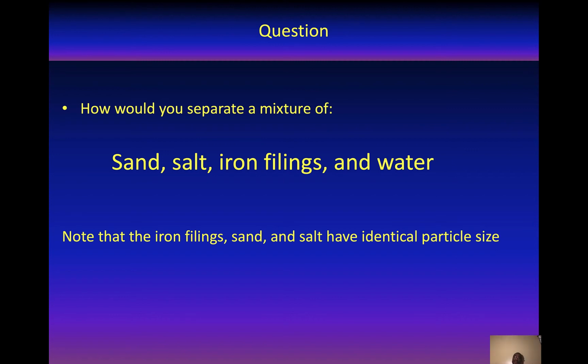So now, how are we going to separate this mixture? Our mixture is sand, salt, iron filings, and water. So what should we do? Let me give you some time to think about it. As you think, try to write your answer down. That is, try to write the order in which you would separate them and what techniques you would use.